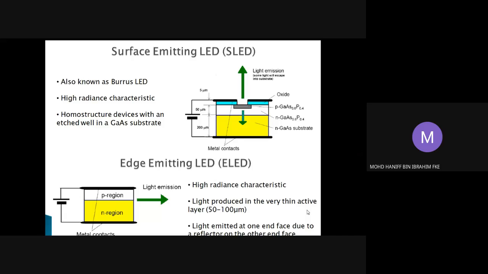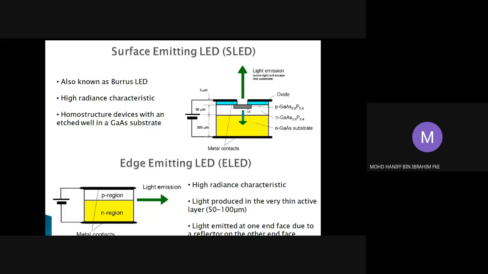Okay, this is about the LED types we have mentioned before, the surface emitting and the edge emitting. So I put here the diagram which explains an example of the surface emitting LED. We can have the P type gallium arsenide, and this is the N type gallium arsenide. So this is the PN junction.